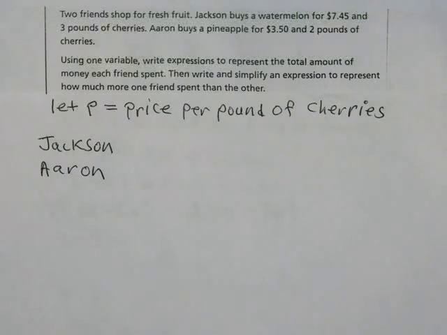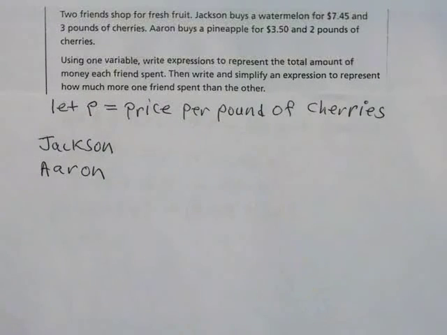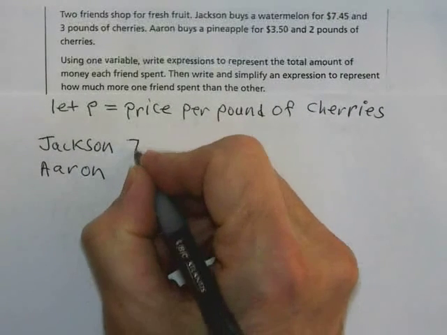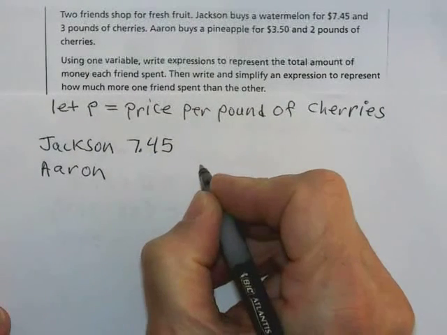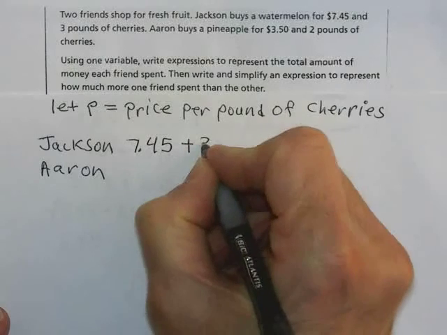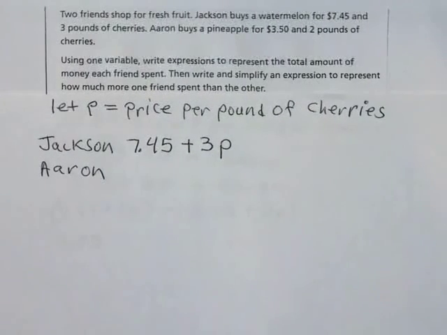I'm going to say that the variable P equals the price per pound of cherries. And Jackson bought a watermelon for $7.45. I'm going to leave off the dollar signs and just write it as a decimal, 7.45. And in addition to that, he bought 3 pounds, represented by the number 3, of cherries. And 3 multiplied by P, because I don't know what a pound of cherries costs.